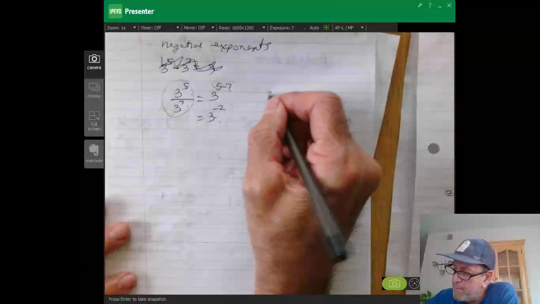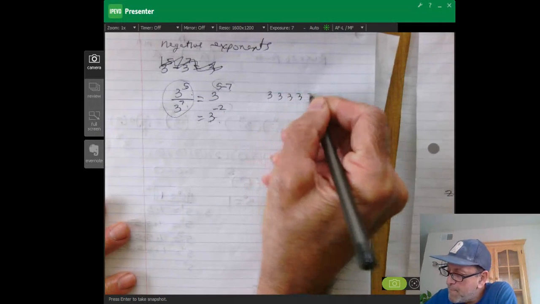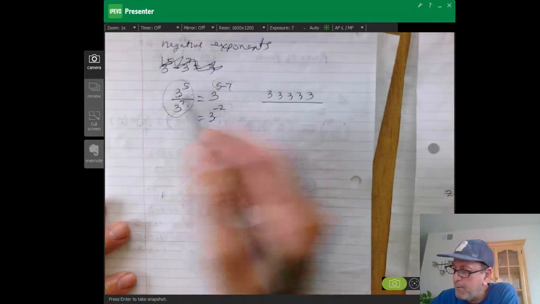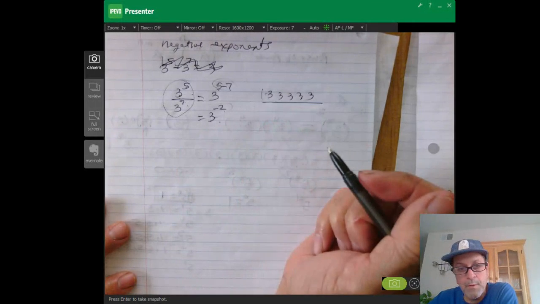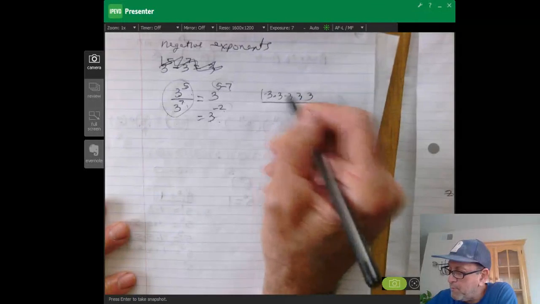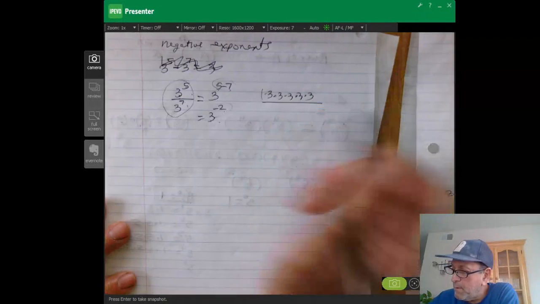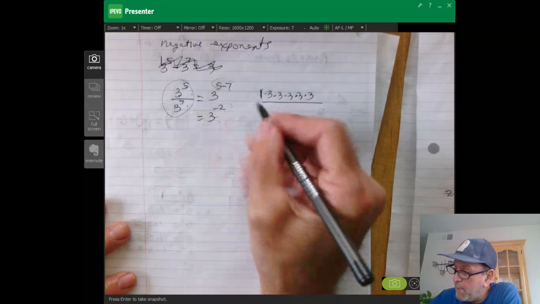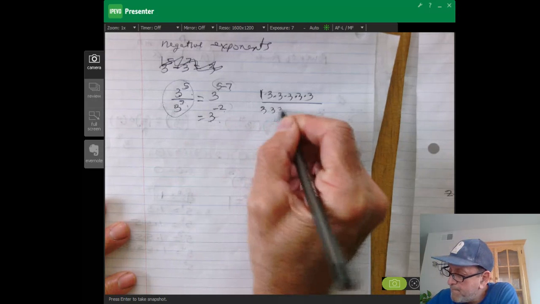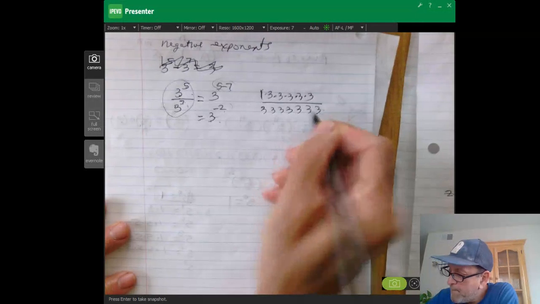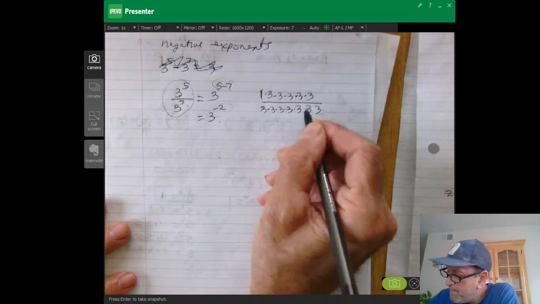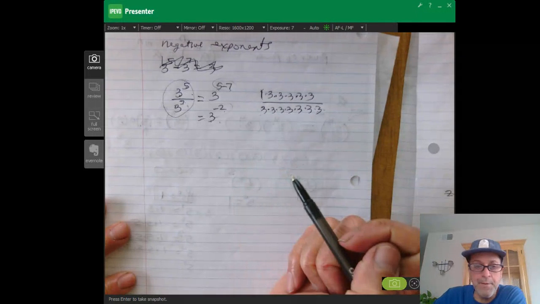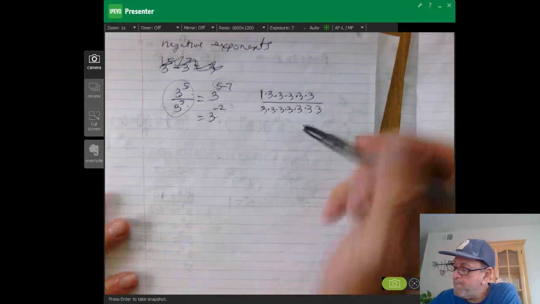Well, let's do this problem a little differently. I'm going to go ahead and expand it. So this tells us we have 5 3's that we're multiplying. I'm going to go ahead and put a 1 out front. We don't need to, but it helps me. And then down here we have 1, 2, 3, 4, 5, 6, 7. So we have 7 3's in the denominator.